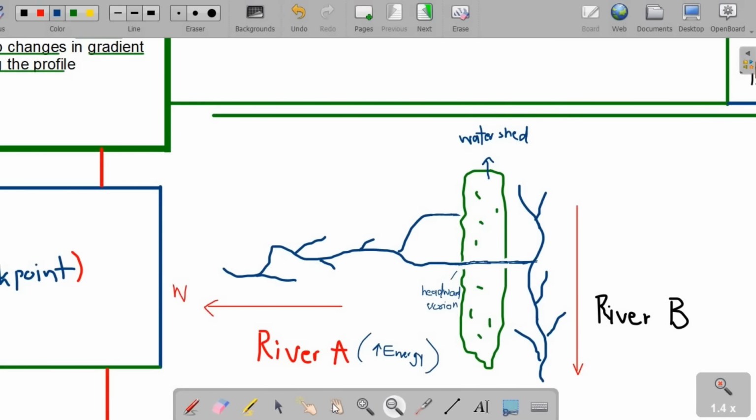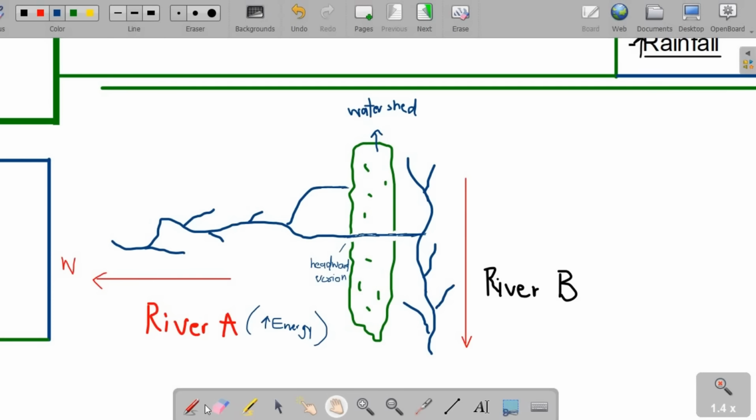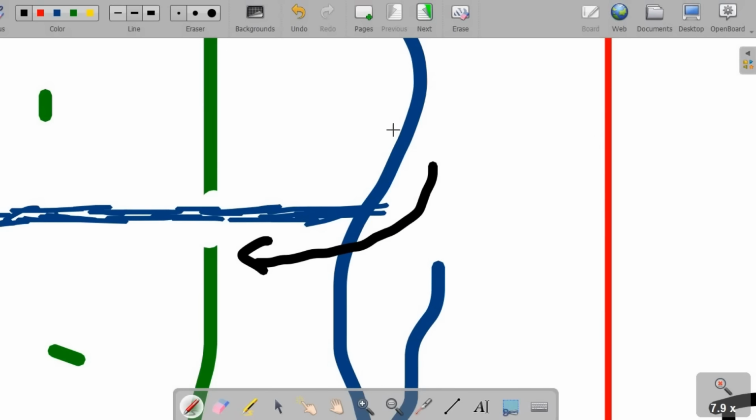Now river B was flowing southwards, right? Now river B will make a sharp left. River B will now change direction and move to join river A. So river A has stolen the water of river B, because now water is flowing in that direction instead of flowing down. And so this means that this part will not have any supply of water.